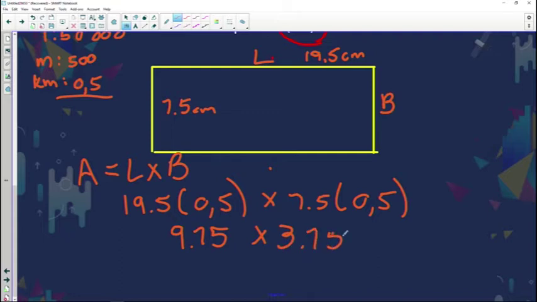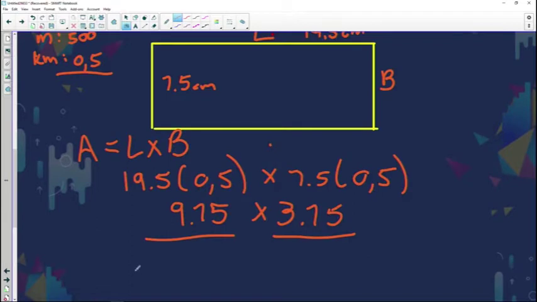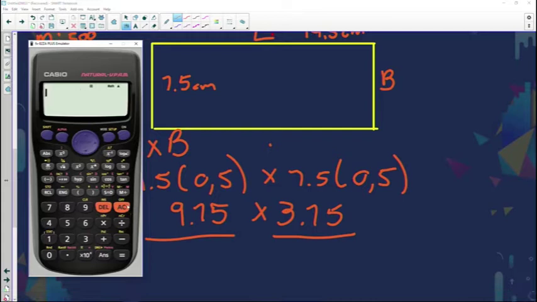3.75. So what we basically just did now, we took our length and times it with 0.5 because we're working off the topographical map. We took our breadth and we times it with 0.5 because we're working off the topographical map. You got your two answers, and now if you look at the formula, you times it with one another, and we're saying 9.75 times 3.75, and the correct answer over here is 36.5.